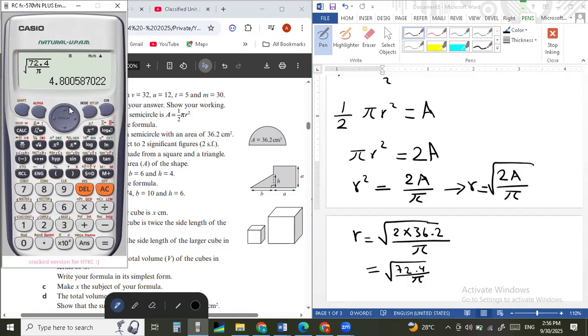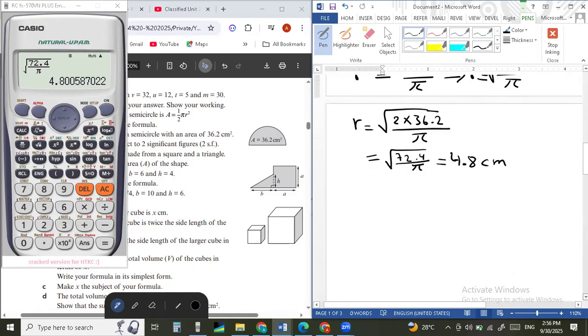equals 4.800. Well, mister, they want two significant figures. So the first non-zero figure is 4. After that, I got an 8. That's the second significant figure. So 4.8. After it is a weak digit, so it remains 4.8. So r is 4.8 centimeters. Next question.